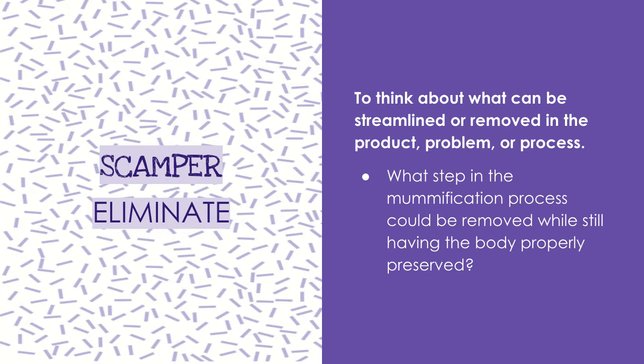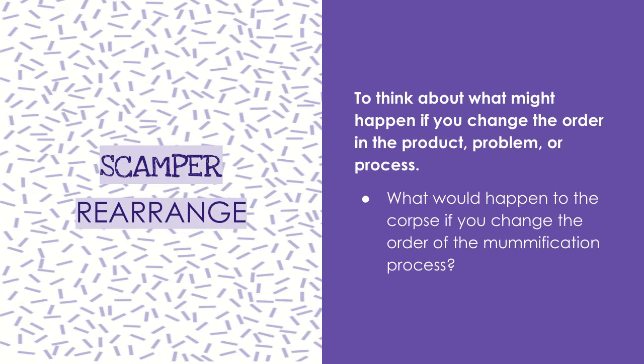Penultimately, we have eliminate, to think about what can be streamlined or removed in the product, problem, or process. What step in the mummification process could be removed while still having the body properly preserved? And lastly, rearrange is to think about what might happen if you change the order of the product, problem, or process. What would happen to the corpse if you changed the order of the mummification process?